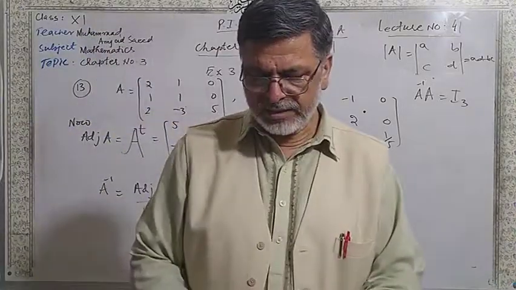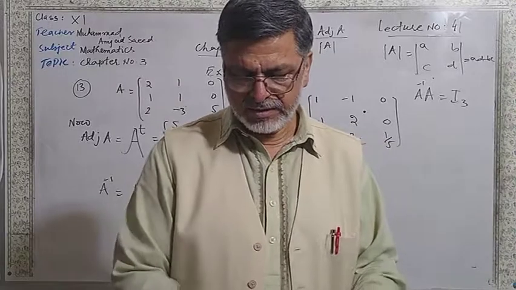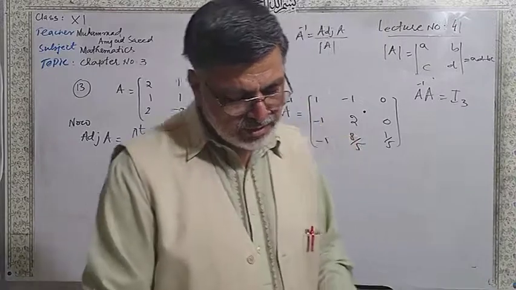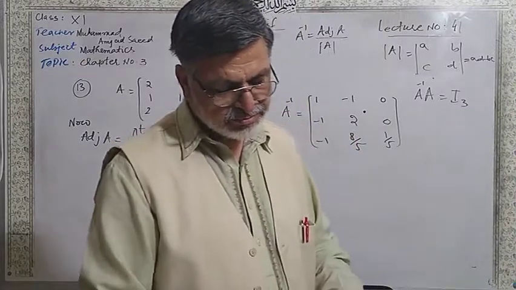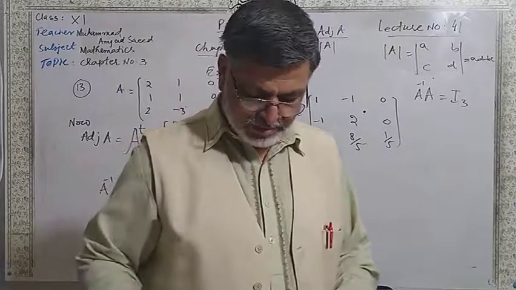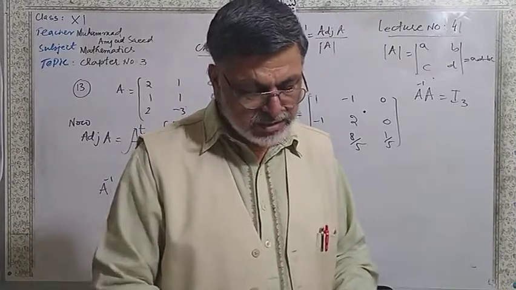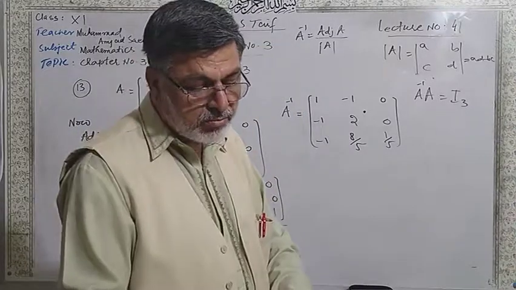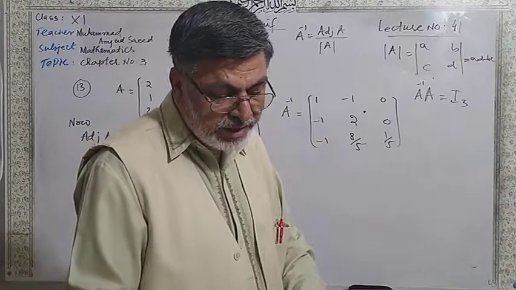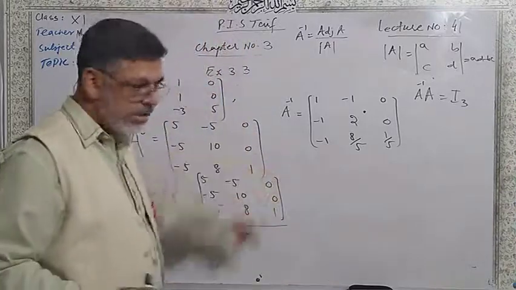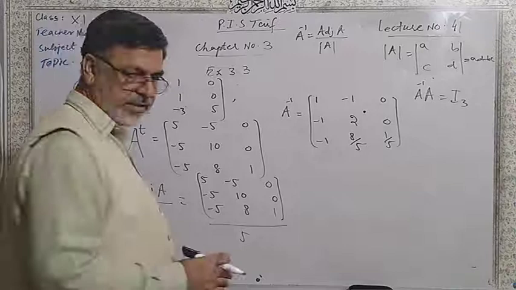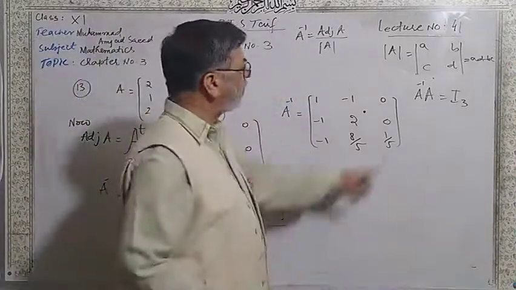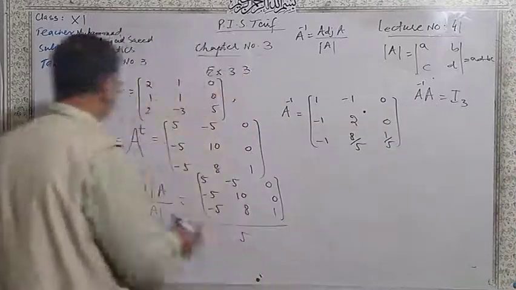I'm going to check the answer. Yes, question number 3.3, this is question number 13. 1, minus 1, 0. Minus 1, 2, 0. Minus 1, 8 over 5, 1 over 5. Yes, the answer is correct. So this is A inverse. This is our first part. Basically, we have to prove that A inverse A is equal to I3.